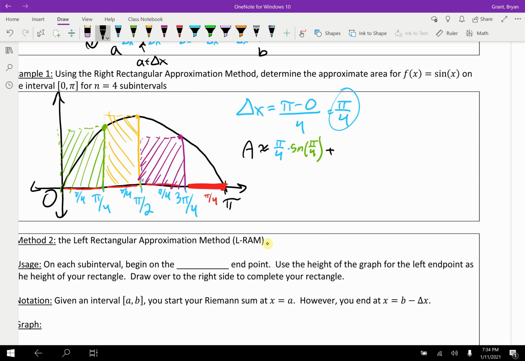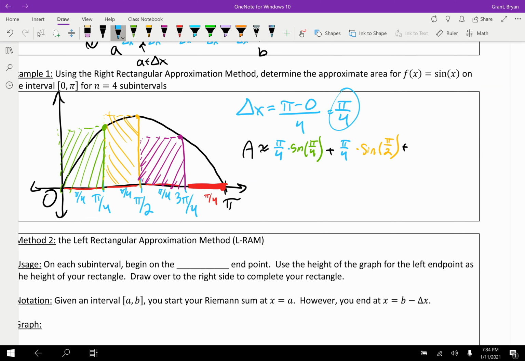plus my next Riemann sum also has a base of pi over 4, shocking, and it's being multiplied by sine of which x coordinate created the height? Oh yeah, the right one, so sine of pi over 2.